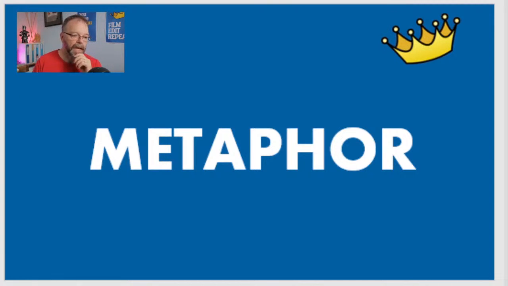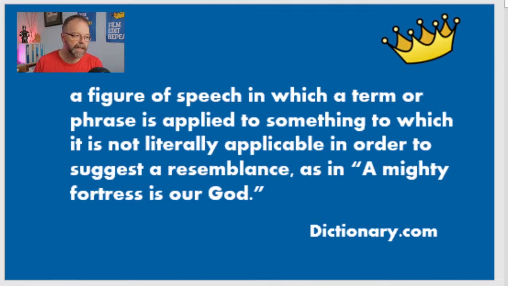So let's have a look at what metaphor actually means. Metaphor is a figure of speech in which a term or phrase is applied to something to which it is not literally applicable in order to suggest a resemblance, as in "a mighty fortress is our God." So that is a definition from dictionary.com. So basically it's that whole sense of saying that one thing is another thing so that you can draw that comparison across. And there are many, many, many examples of this in Shakespeare's writing.